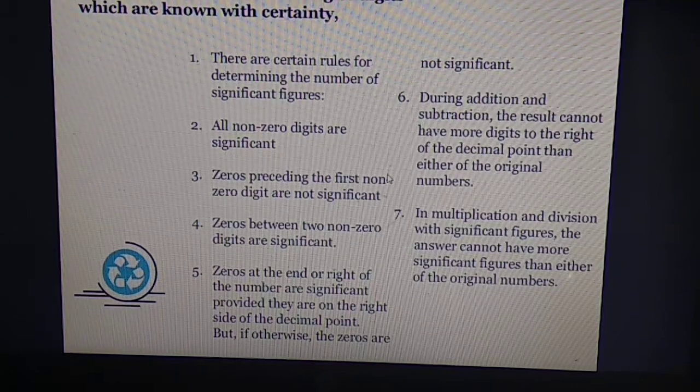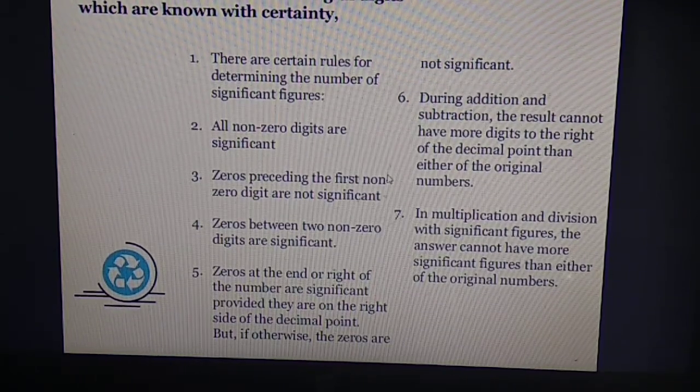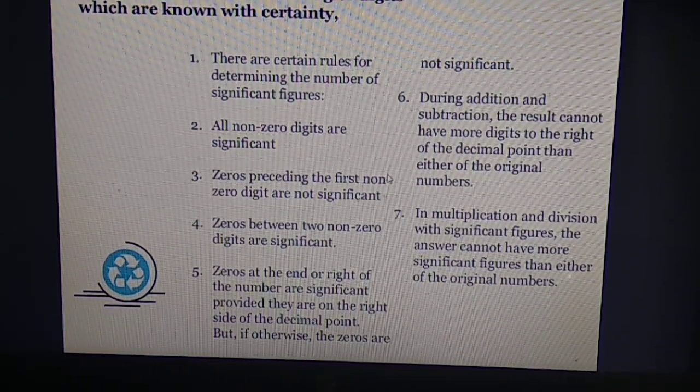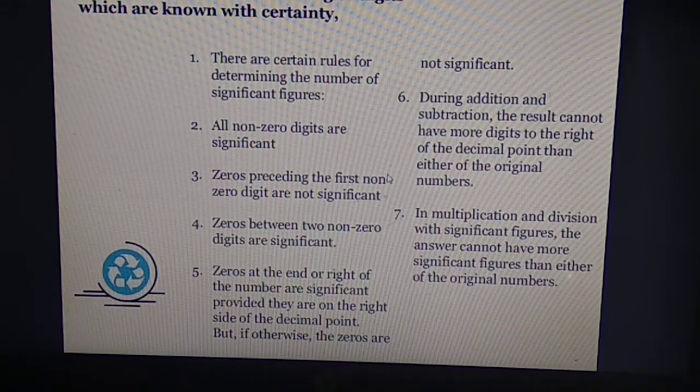I will give a few questions related to significant figures, and I hope you understood and can do them.